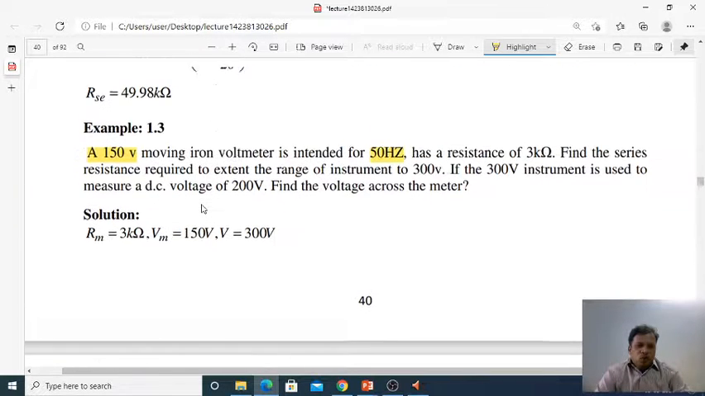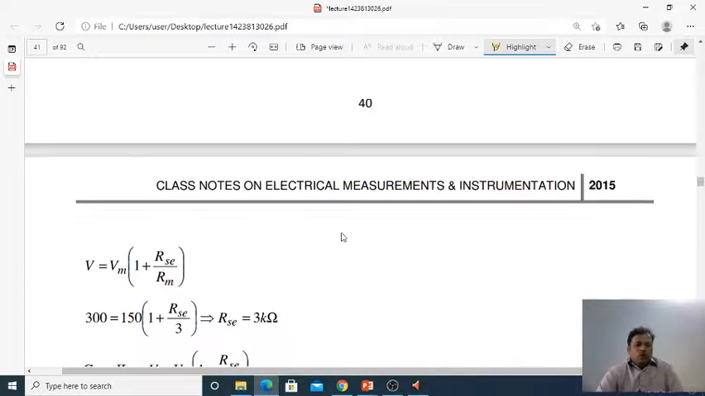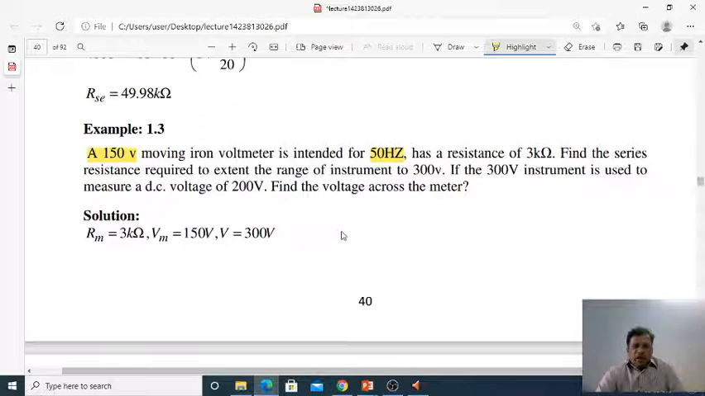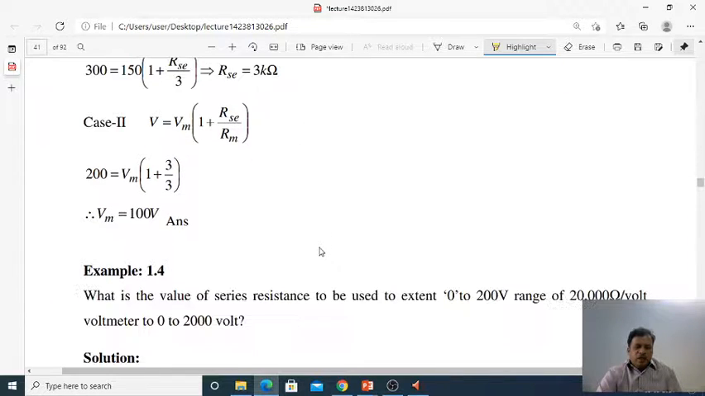So we have answered the two questions here. The series resistance required to extend the range of instrument to 300 volts is Rsc equals 3 kilo ohms. And if the 300 volts instrument is used to measure DC voltage of 200 volts, then the voltage across the meter is 100 volts.